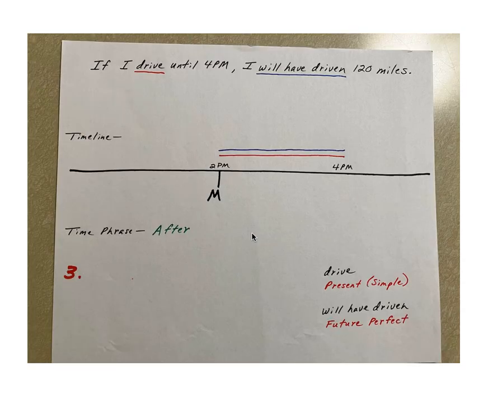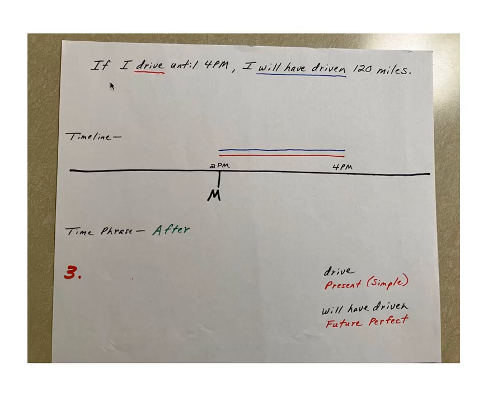All right. Example number 3. If I drive until 4 p.m., I will have driven 120 miles. So here's your timeline, it's just a line. Here's your moment of speech. And you see the word "if" here. That tells us that we're in the subjunctive mood. The subjunctive hints at something like a hypothetical situation or a wish or a suggestion, something other than an actual fact yet. In other words, the actual fact hasn't happened yet. Okay, that's called the subjunctive mood.